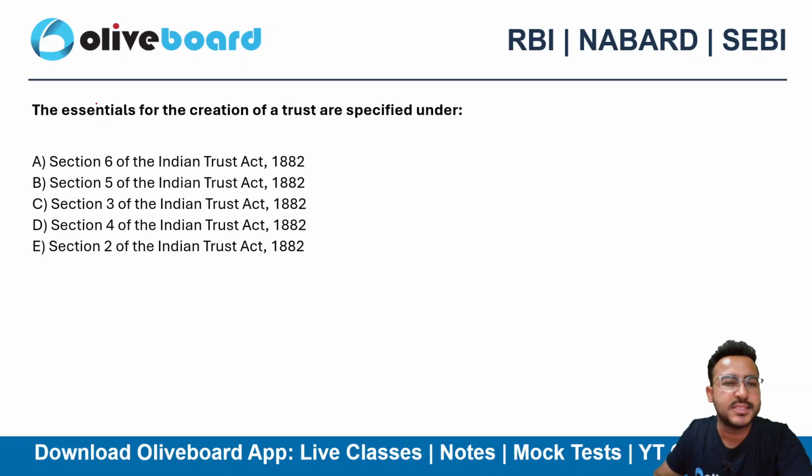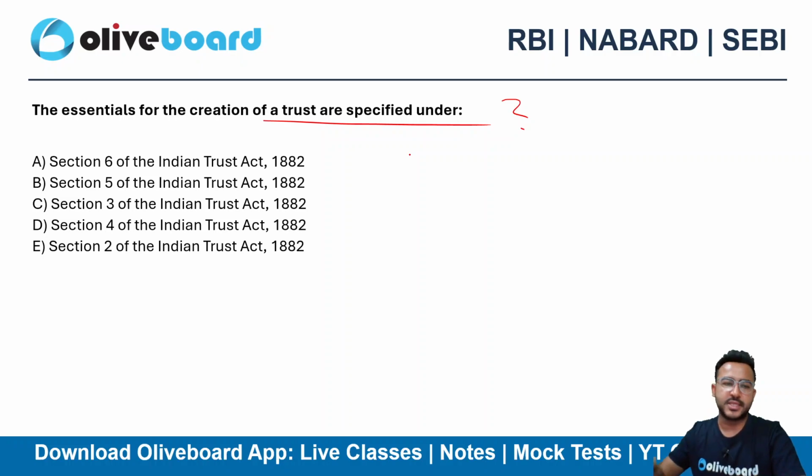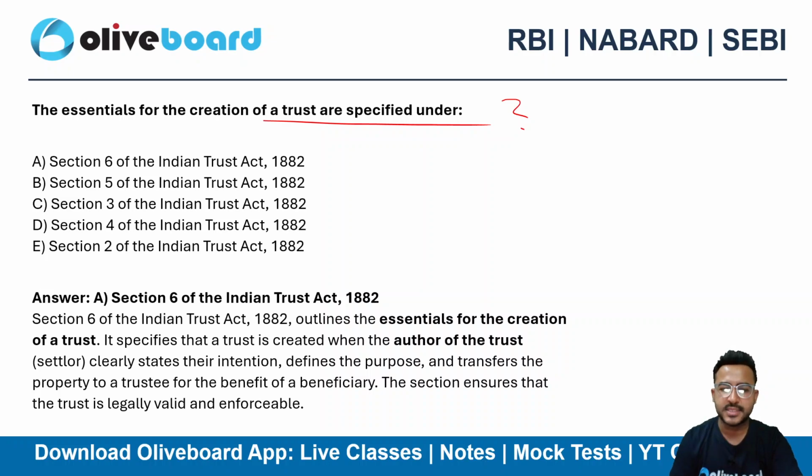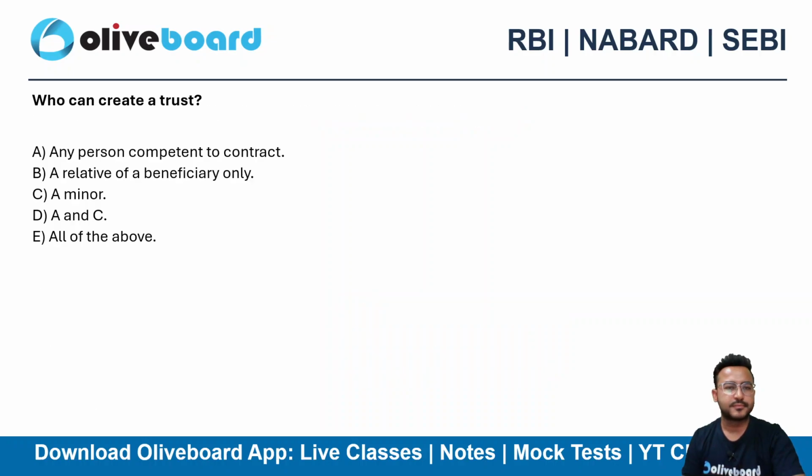The essentials for creation of trust are specified in which section? Section 6, 5, 3, 4, 2. Which section states the essentials for creation of the trust? The correct answer here is section 6, which gives the essentials of the trust, right?